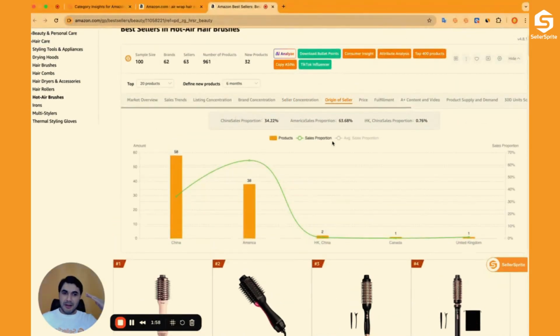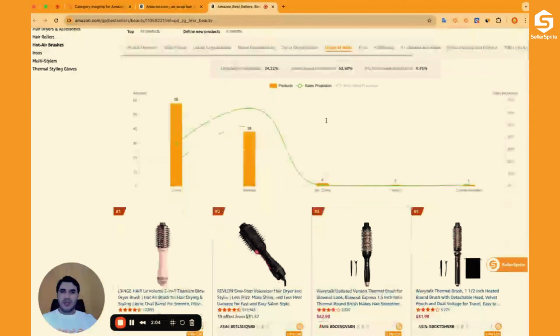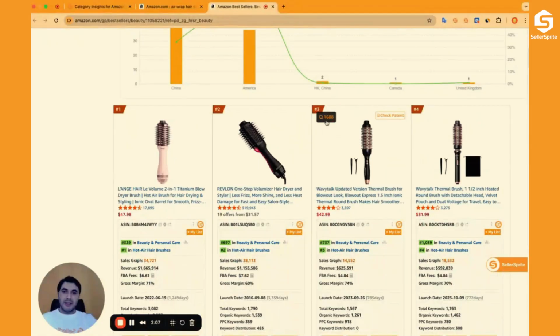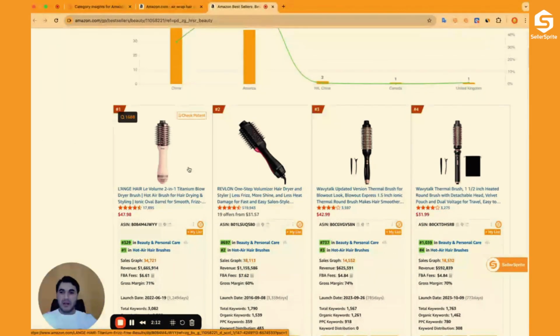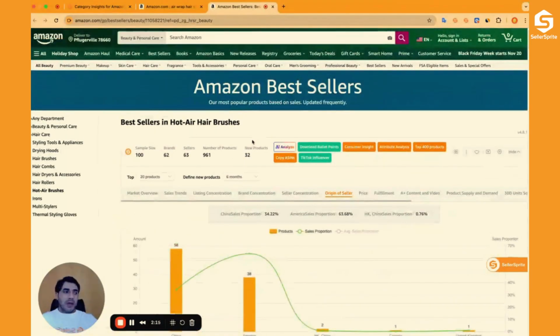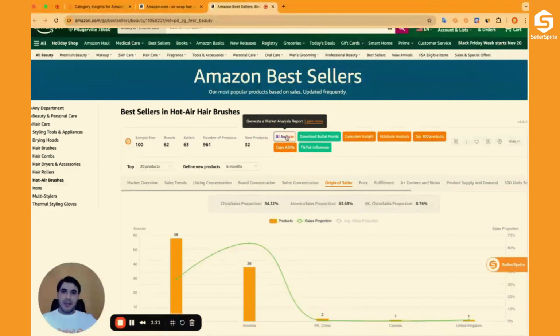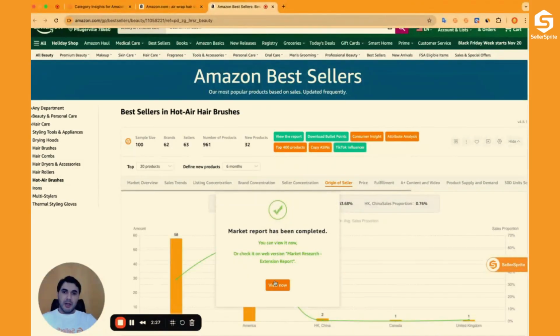These tools we have been utilizing for over 7 years, I think 6 or 7 years, even maybe longer. I remember I started using SellerSprite for only this tool in 2018. Now, anyway, we come here and we have AI analysis. What this tool does: we click it, and the market report has been completed, and view it now.